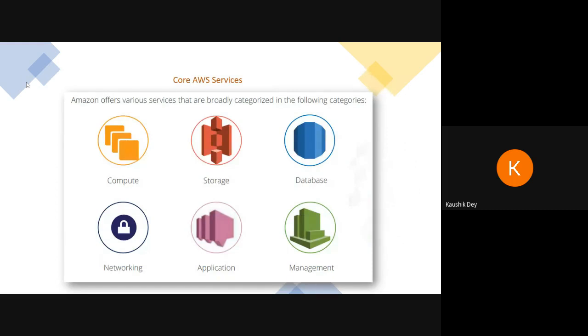Now we are coming to AWS services. AWS has 6 or 7 core services. One is compute, where for the computation and processing part, one server, one VM is required, right? Virtual machine. This is called compute. They are providing storage, database, application, networking, and management. These are our AWS core services. Broadly categorized, they are compute, storage, database, application management, and networking.